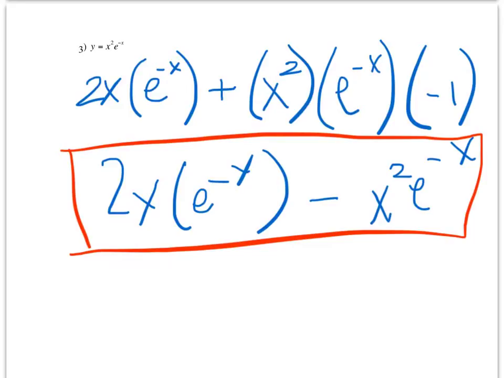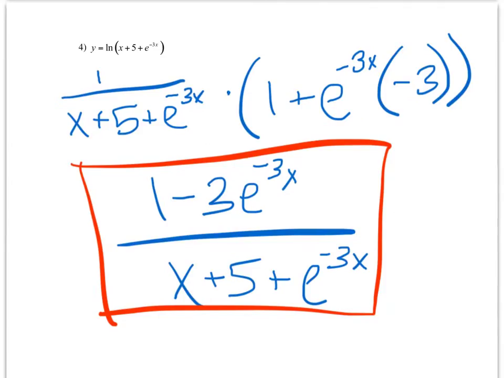So you just combine. This stays the same as right here. You just put the negative in the front, so it would be negative x squared e to the negative x.